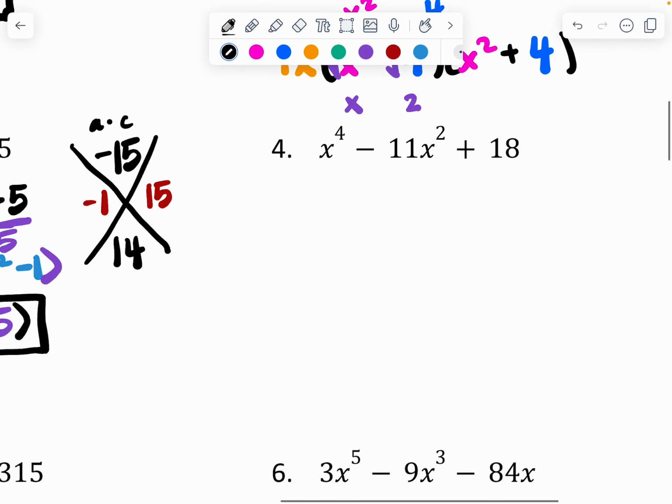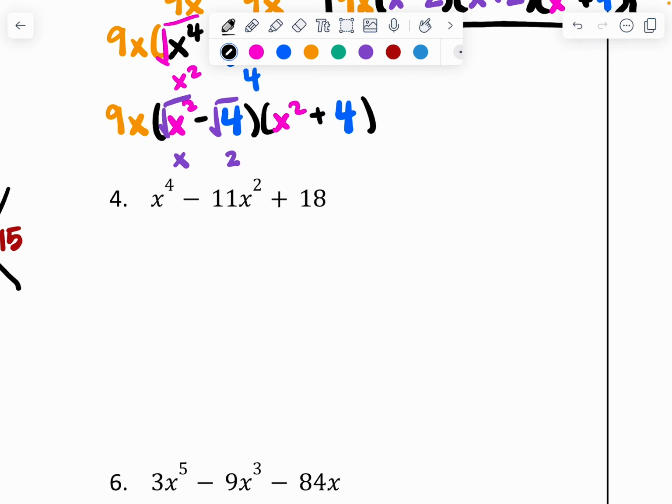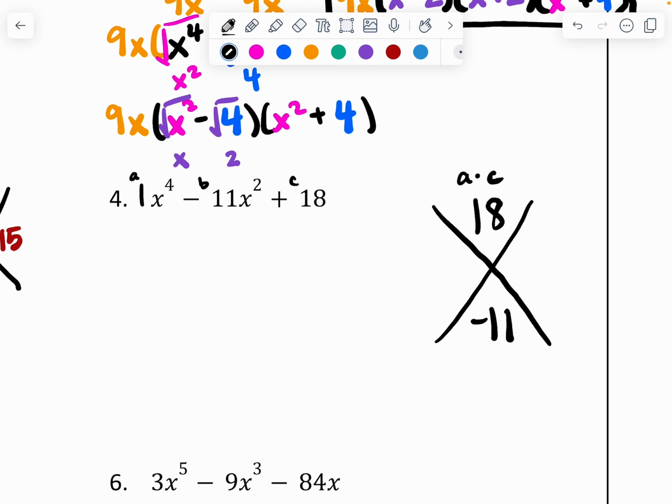Number 4, another trinomial. Now in this trinomial, a is equal to 1, so we can use a shortcut. If you remember that when a is equal to 1, you don't need to fully factor by grouping, you can just solve the x puzzle. So my top number is 18, bottom number is negative 11. Top positive, bottom negative, that means both factors are negative. So negative 9 and negative 2 is the answer here.